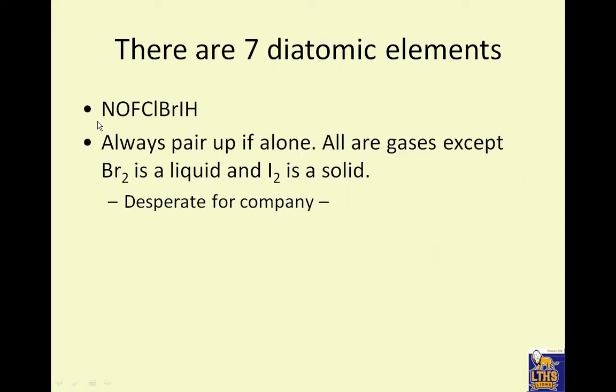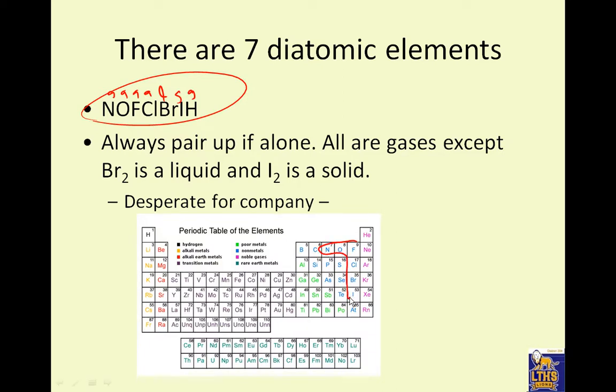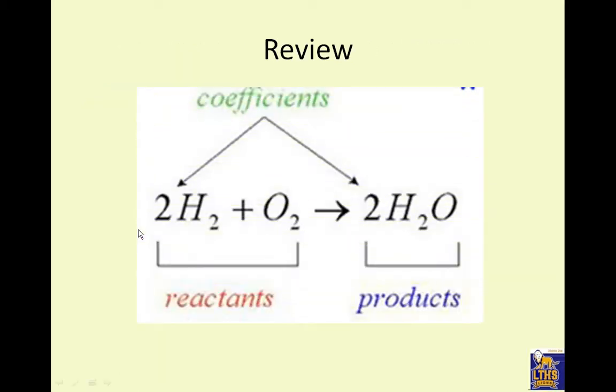So don't forget about your diatomic elements. All right, they always pair up if they're in a chemical reaction. Those are always gases, except bromine's a liquid. So we could put G, G, G, G, L, S, G for the states of matter when they're diatomic. Okay, so another way to find them is find number 7 on your periodic table, make a 7, point to hydrogen. Woohoo!